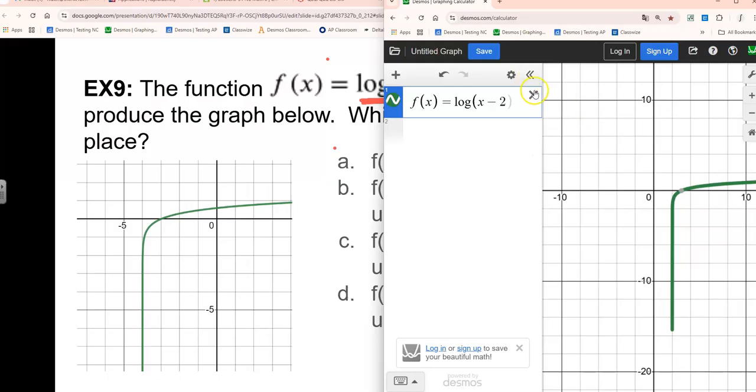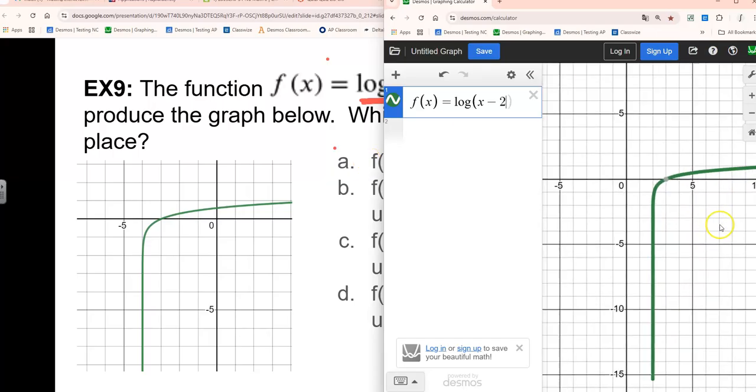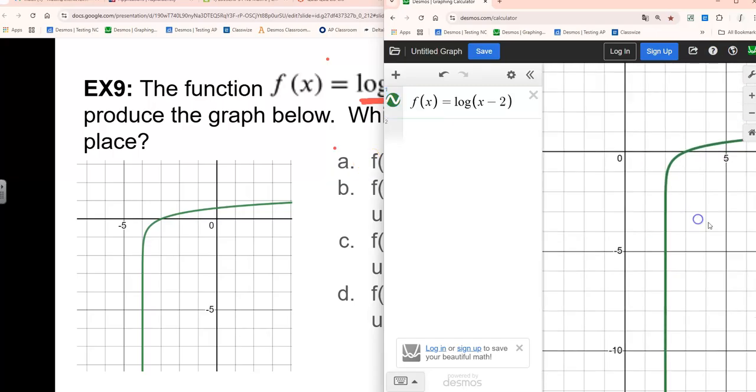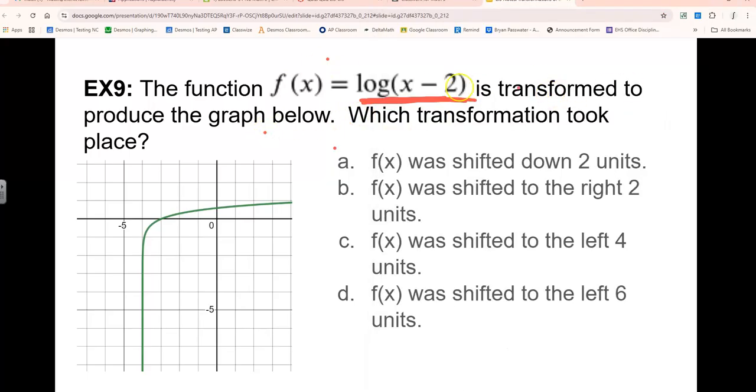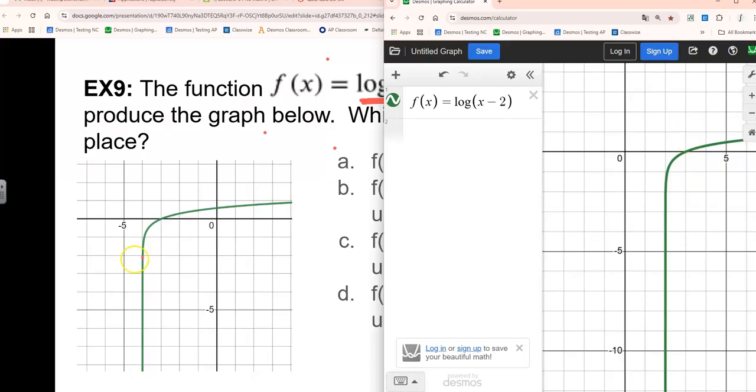Okay? All right, so this is the starting graph. This is not what they're asking us about. They're saying F is what we start with, and it's transformed to produce the graph below. Okay? So this graph that I just graphed is not that graph. Asymptotes are the best thing to look at for this.